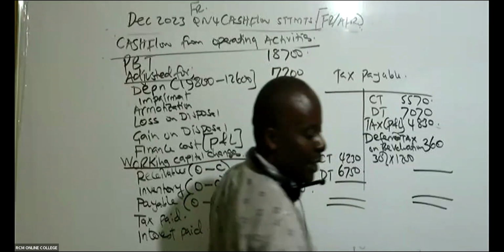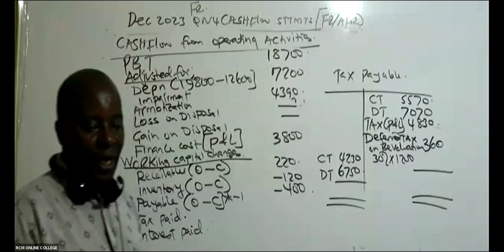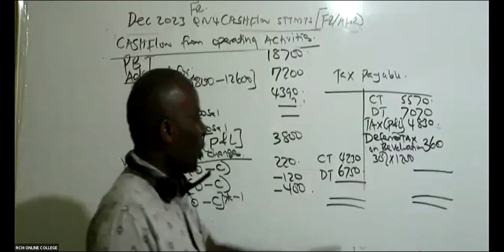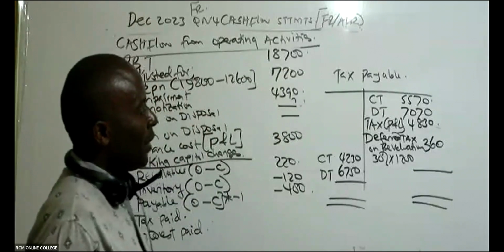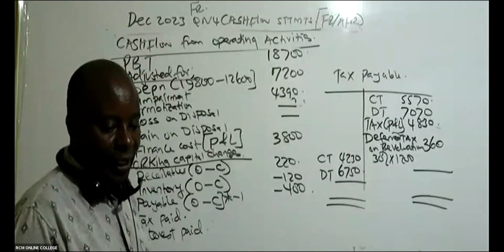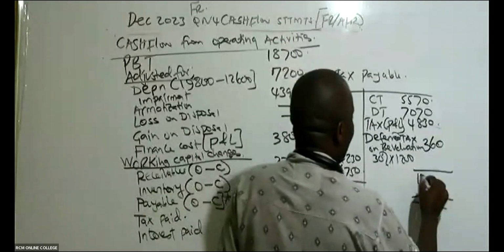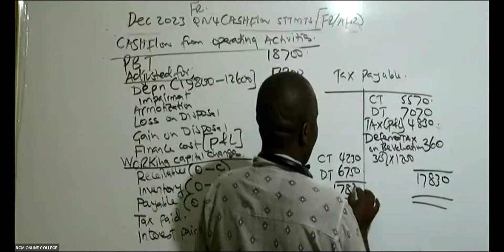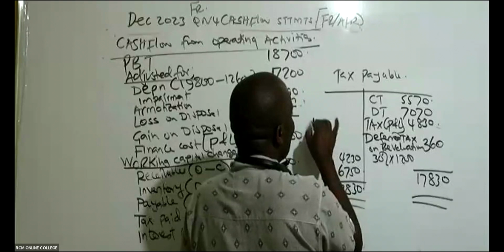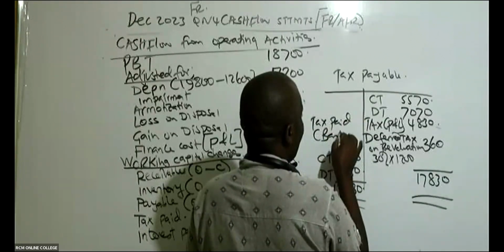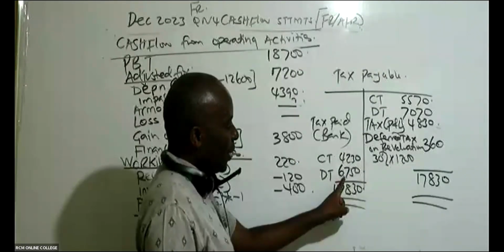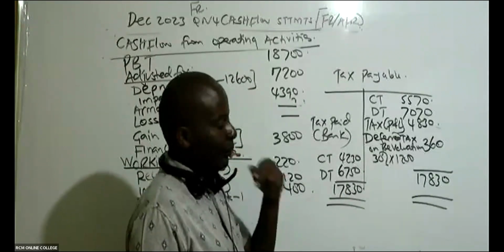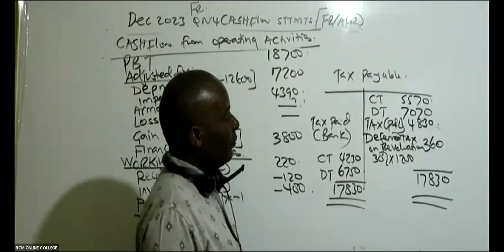Now give me the balancing figure. I don't know which side is heavier. Of course, it will be this side. Please add everything on this side: 5570 plus 7070 plus 4830, which is 17830. The balance here will be tax paid. So in this case, you credit your bank. It will be 17830 minus 6740 minus 4230.